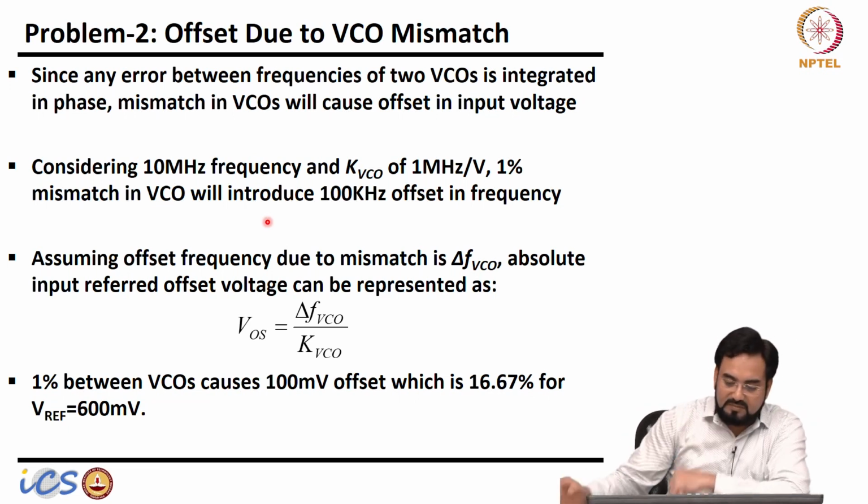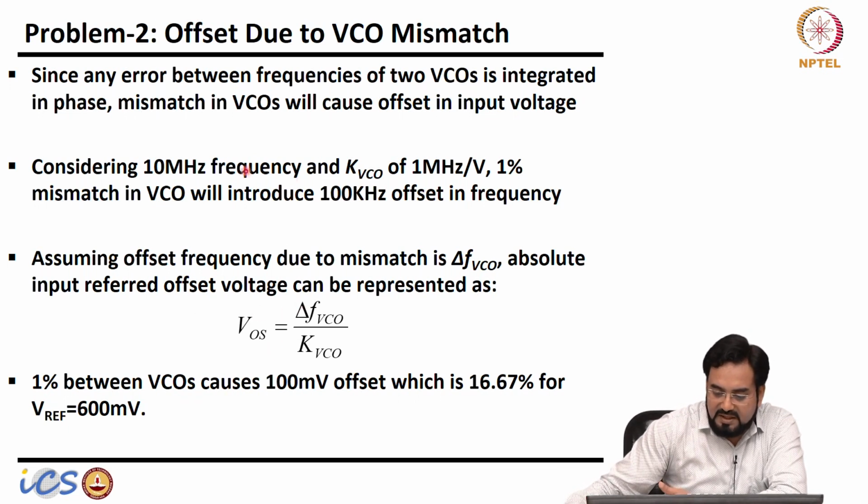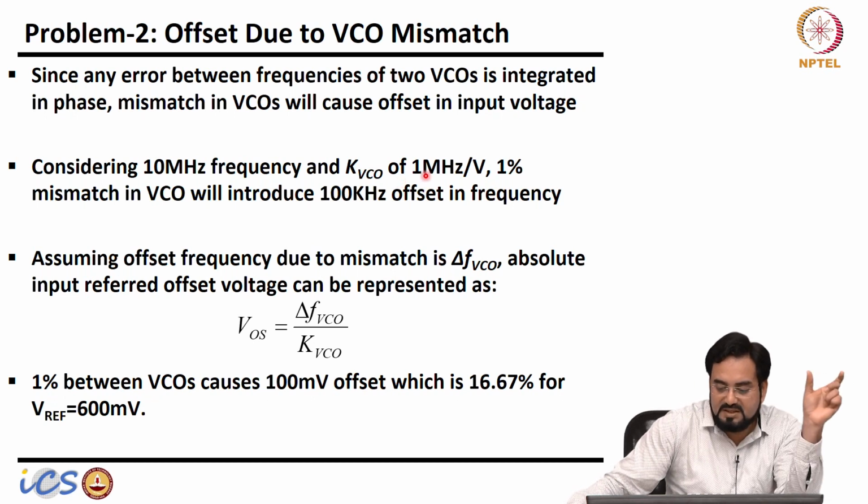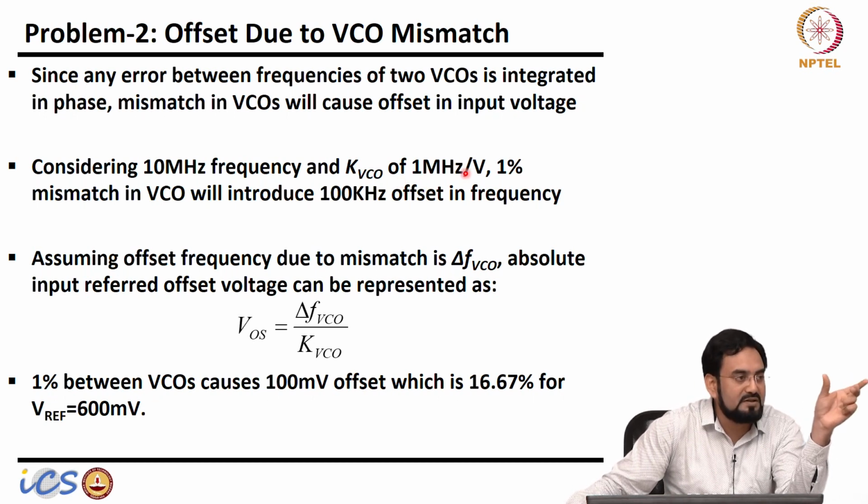If we want to calculate it, we know the KVCO. KVCO means how much delta frequency per volt. Let us say this is 1 megahertz per volt, and the free running frequency is 10 megahertz.